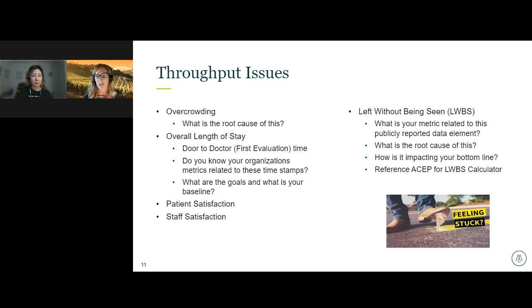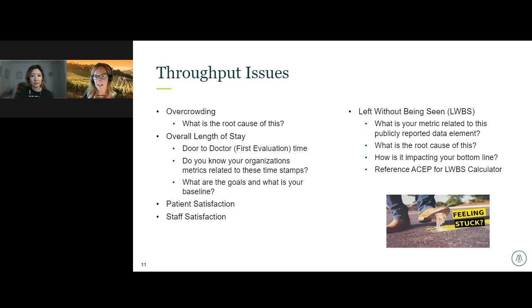But we're seeing more like 3 or 4%. We were just working with an organization on the East Coast and their left without being seen was 15%. So that can be really high at times if we don't have a great front-end arrival process. So again, talk about why. Why are patients leaving? If you really sit back, observe, and think about it, it shouldn't be too hard to figure out why your patients are leaving.